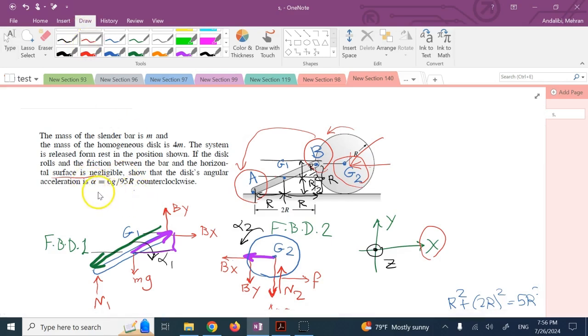And guess what? If you solve using, let's say, MATLAB symbolic, you can easily show that the solution is actually 60 over 95R.